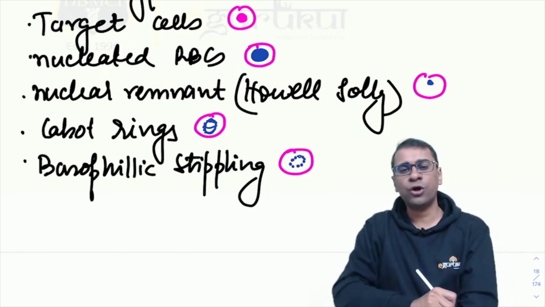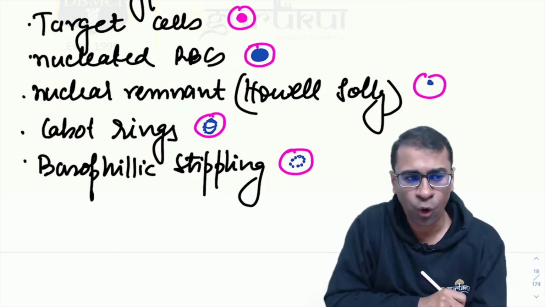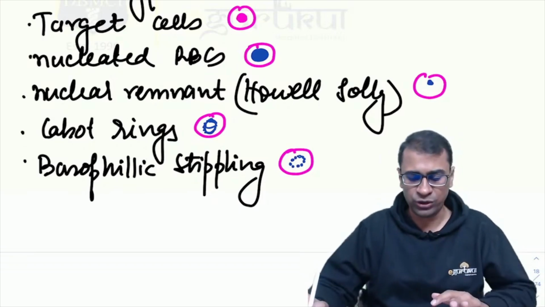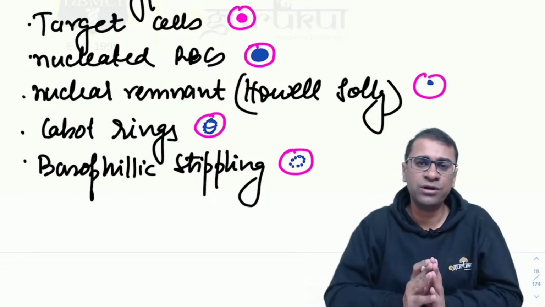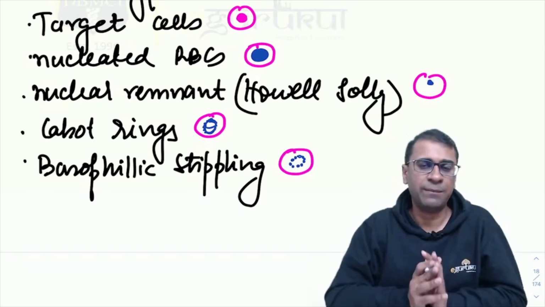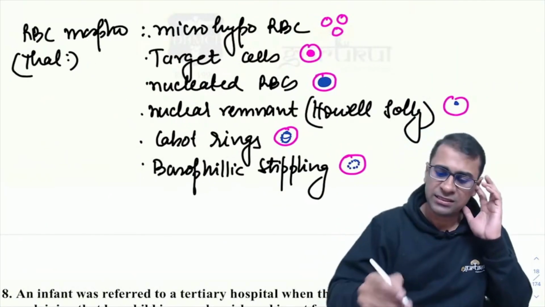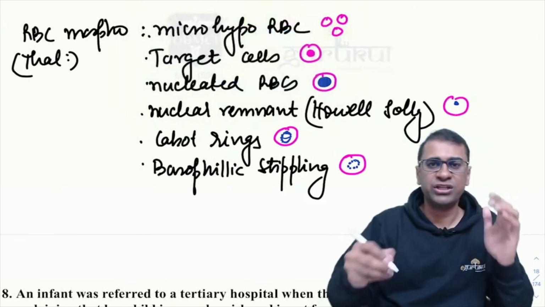A question can be, it is also seen in, and the answer should be, it's also seen in lead poisoning. So we have discussed every question that can be asked on thalassemia. How to diagnose it? You diagnose it by HPLC, and the best way is mutation analysis.